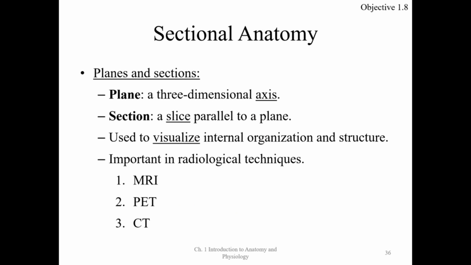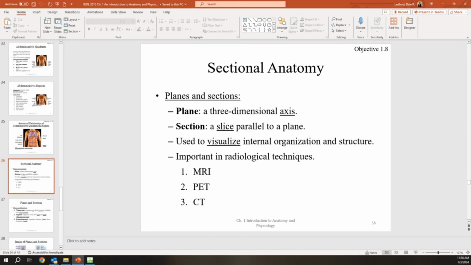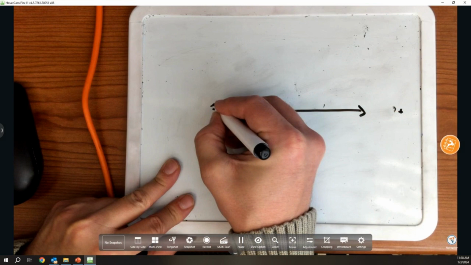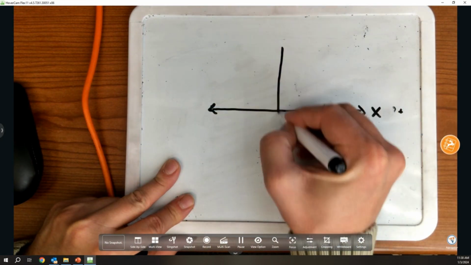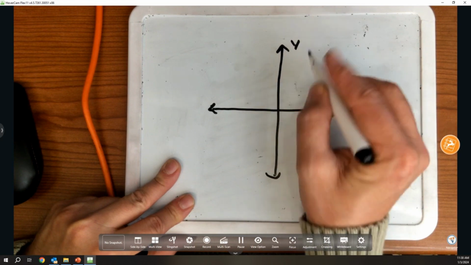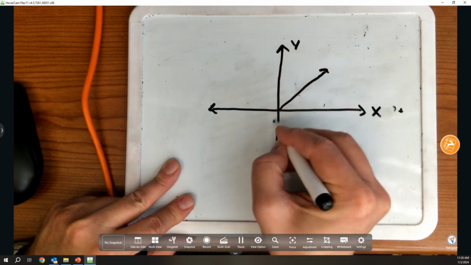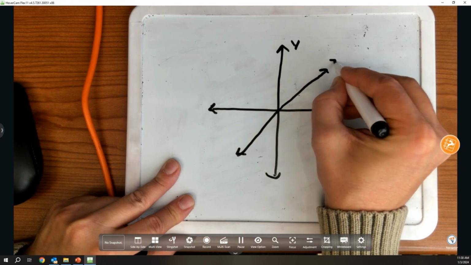Now let's talk about planes. And the planes that we have, these are used in sectional anatomy, okay? Is the sectional anatomy, planes and sections. What is a plane? A plane is a three-dimensional axis, an axis in the three dimensions. Now, let me kind of explain this, is that we have what is called planes, okay? Now, in three dimensions, we would have an x-axis and a y-axis, and then coming out at us, and I'm going to draw it like this, is the z-axis.